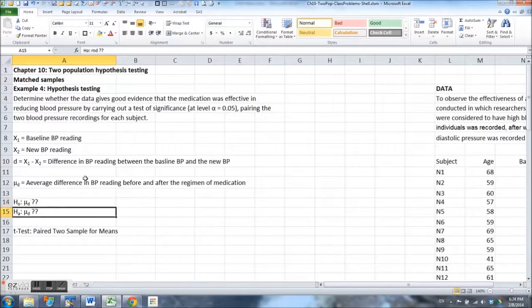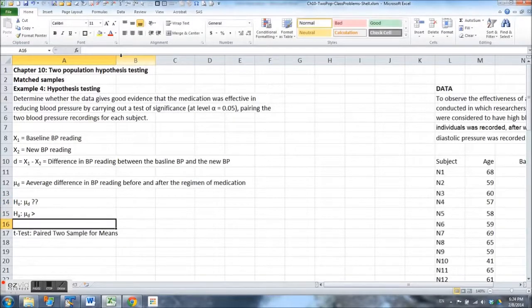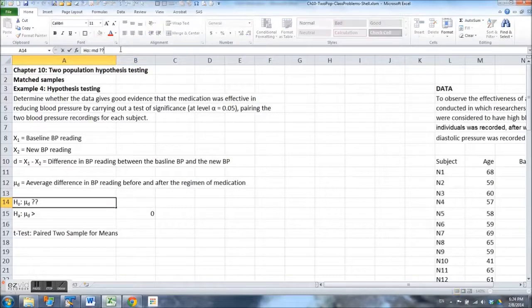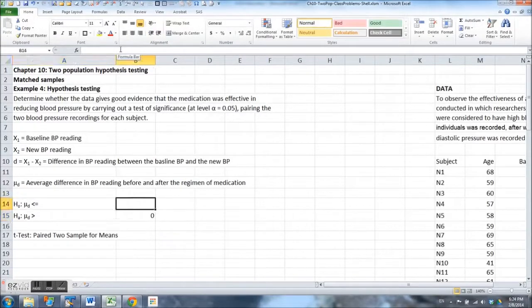So we want to see whether the alternative hypothesis is mu sub D greater than 0. We have a positive reduction in the blood pressure. So the null hypothesis then is mu sub D less than or equal to 0.